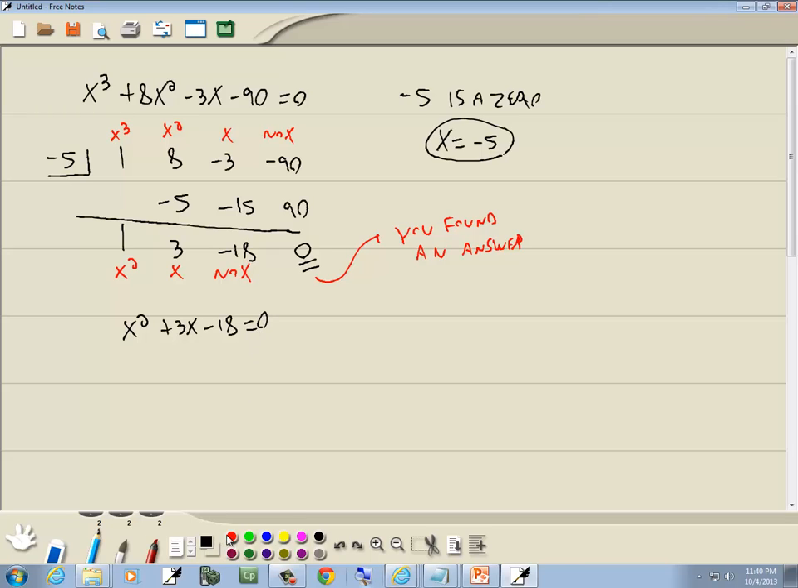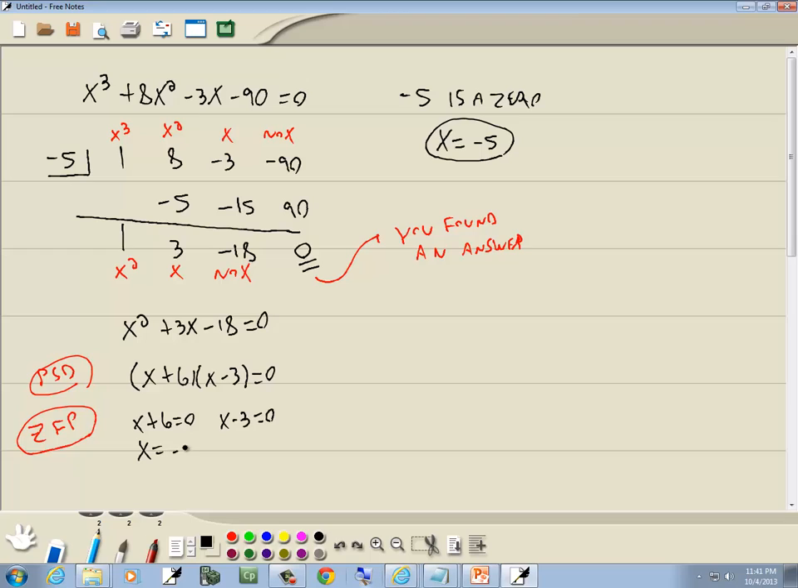Well, this factors using the PSD method. This is going to factor as x plus 6 times x minus 3. The zero factor property says if you get 0 on one side and you factor the other side, you're going to set each factor equal to 0. So I'll set x plus 6 equal to 0, and I'll set x minus 3 equal to 0.